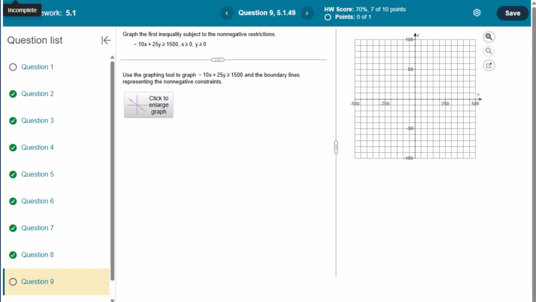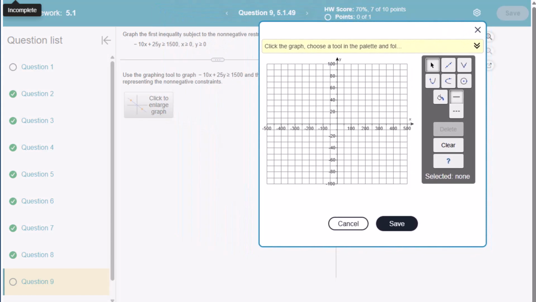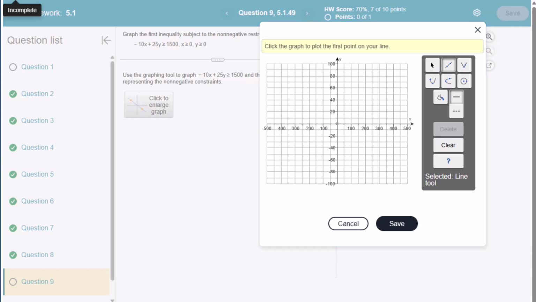Question 9. Okay, question 9 is similar. I've got a line. I've got my x and y greater than or equal to 0. So I know what happens with that stuff. So let me get my vertical line here and my flat line over here. So I got all that, and I need to get the rest of this stuff. So let's see.